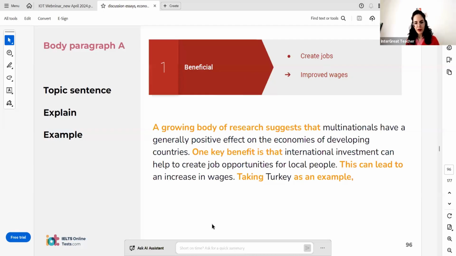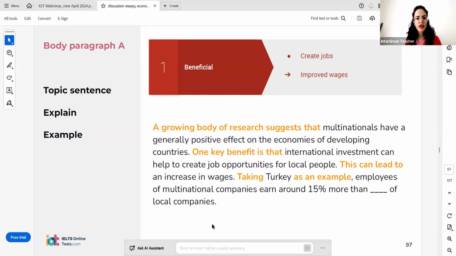Now I want to give an example, taking Turkey as an example. I have to change the name of the country. Taking Turkey as an example. Now, employees of multinational companies earn around 15% more than what of local companies? Madeline, both. After help, we use the simple form of the verb or to plus verb. Simple form is more common, but both are correct. Okay, more than staff of local companies, right? So staff means the people who work for a company.